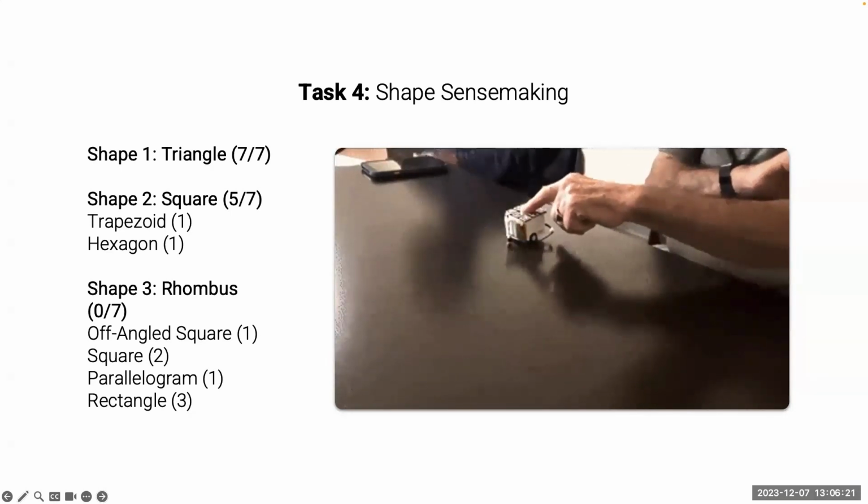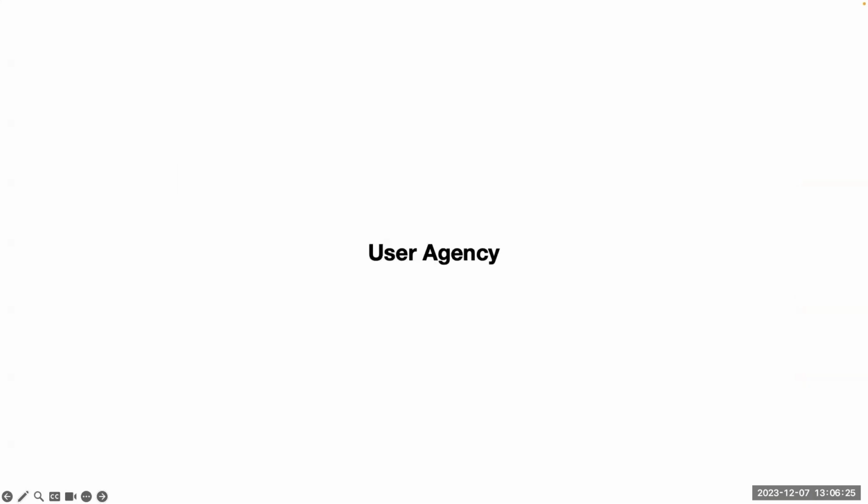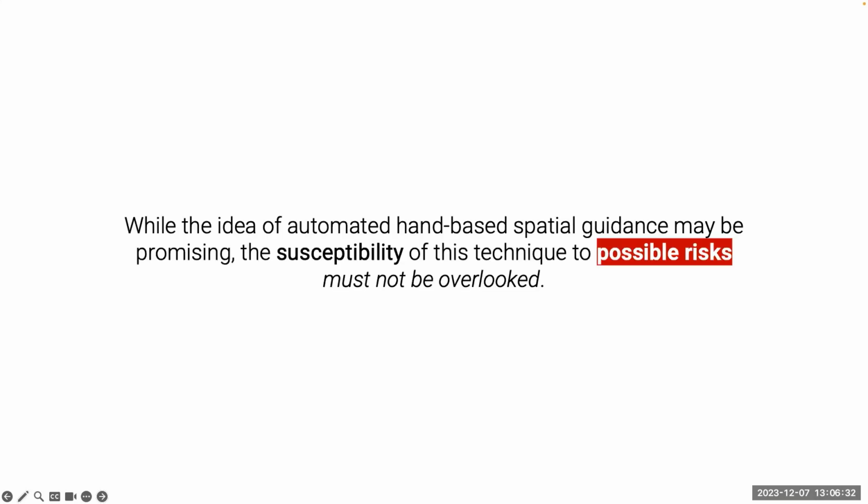But there is one very important thing that we wanted to discuss in the paper, which is about the user agency. Here, I think this is the most critical part. This idea of automated hand-based spatial guidance.